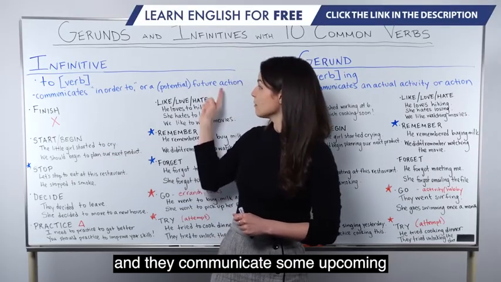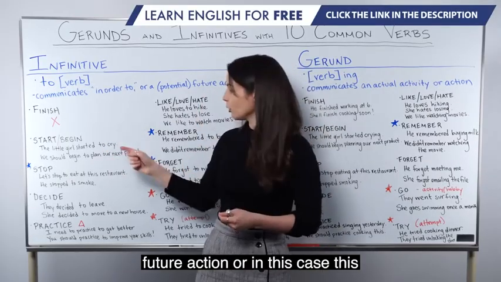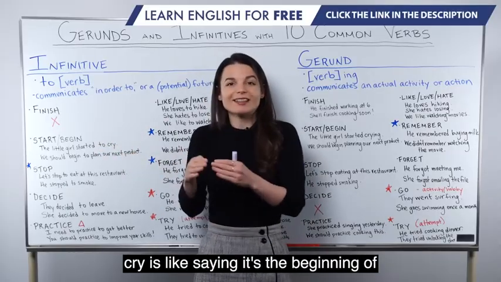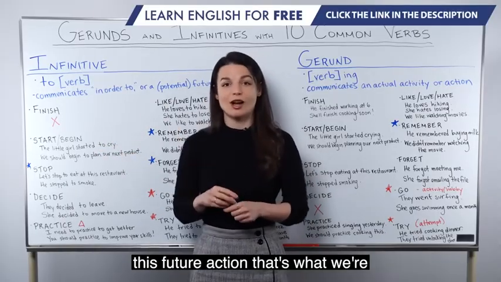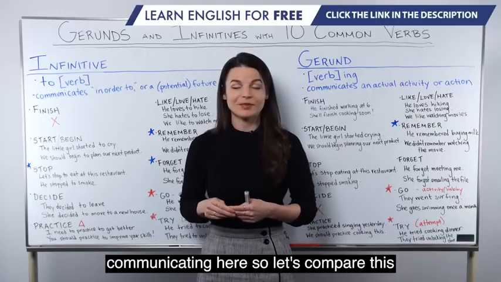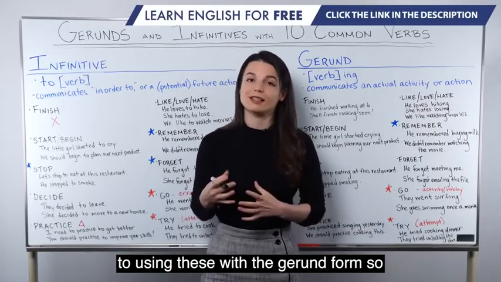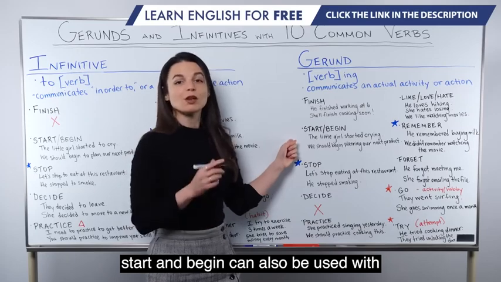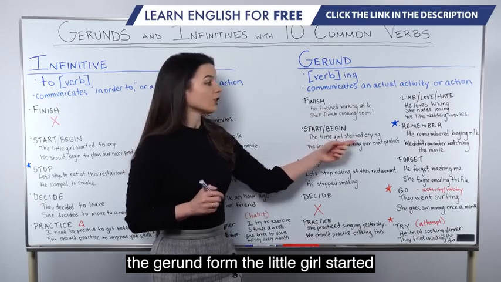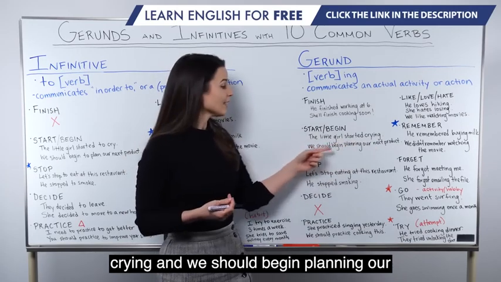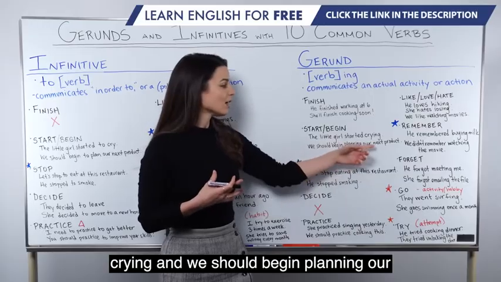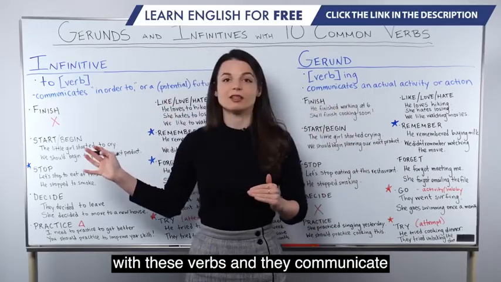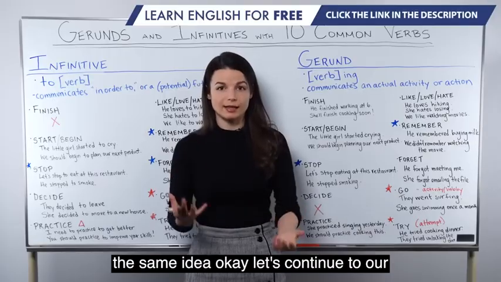And they communicate some upcoming future action, or in this case, this action here, the little girl started to cry, is like saying it's the beginning of this future action. That's what we're communicating here. So let's compare this to using these with the gerund form. So start and begin can also be used with the gerund form. The little girl started crying, and we should begin planning our next product. So we can use both forms with these verbs, and they communicate the same idea.